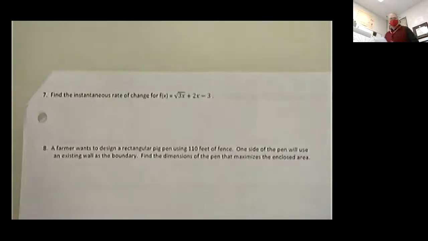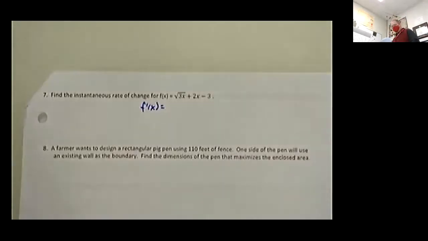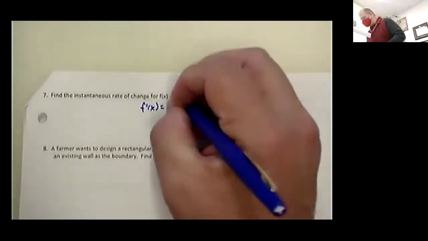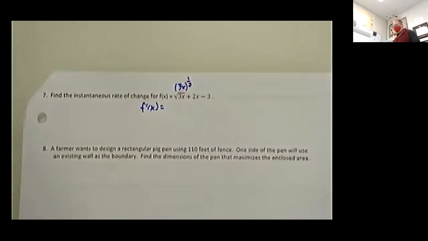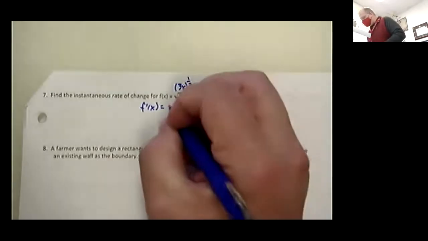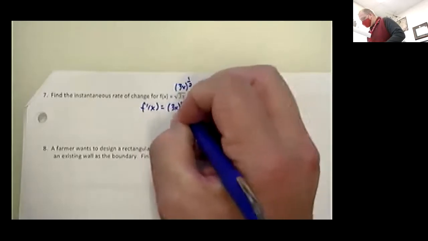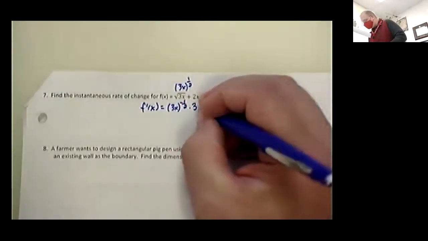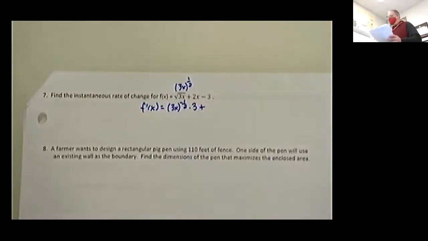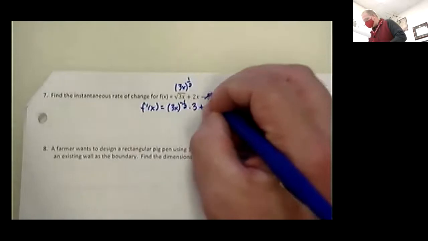Find the instantaneous rate of change for this function. Instantaneous rate of change is the first derivative. We're going to remember that the square root of 3x is really 3x to the 1/2 power. And so to take that derivative, we're going to subtract 1. So that becomes now 3x to the negative 1/2. And we have to take the derivative of the inside. The derivative of 3x is 3 plus the derivative of 2x is 2 minus 3 goes to 0.